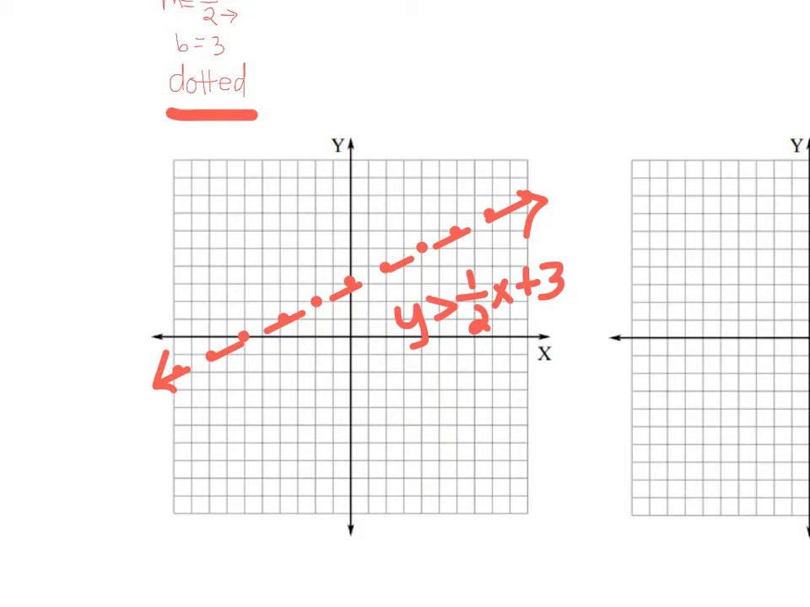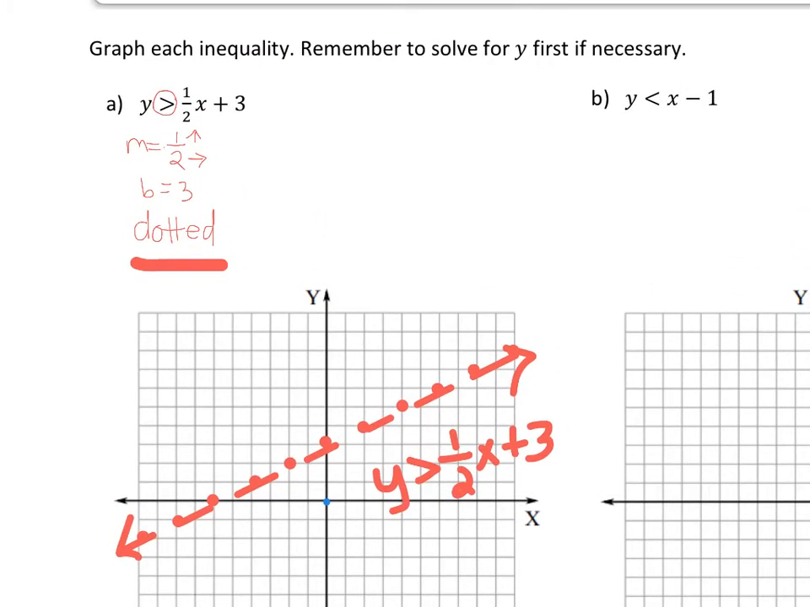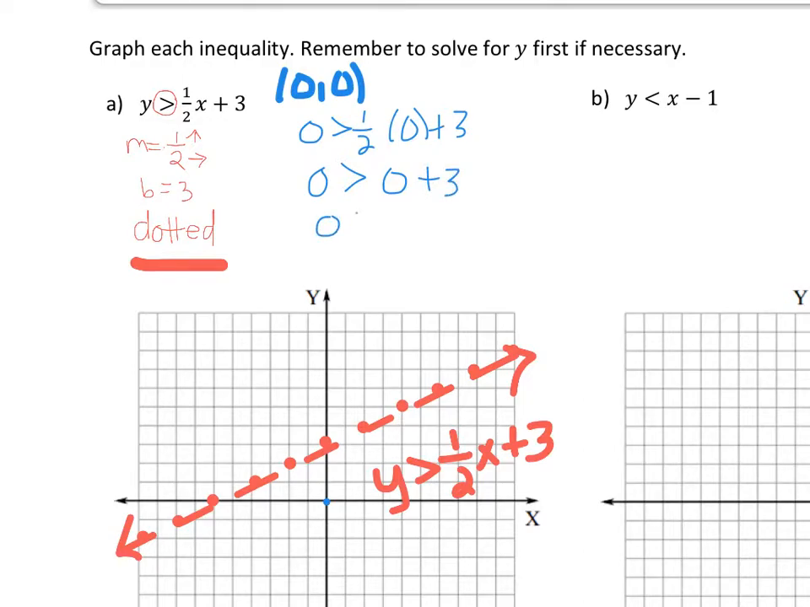Now we need a test point. Again, I like to use the point 0, 0. So here's how we do that. We're going to plug in the point 0, 0. So 0 for y: 0 greater than 1/2 times 0 plus 3. 1/2 of 0 is 0, plus 3. 0 plus 3 is 3. This is false. 0 is not bigger than 3.